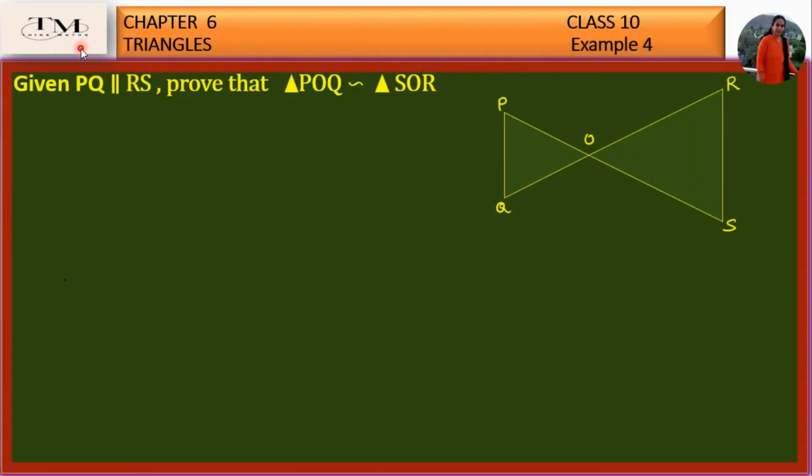Friends, welcome you all to Think Maths. We are in class 10 Maths, chapter 6, Triangles. In this session, we are going to discuss example problems 4, 5, 6, 7 and 8.